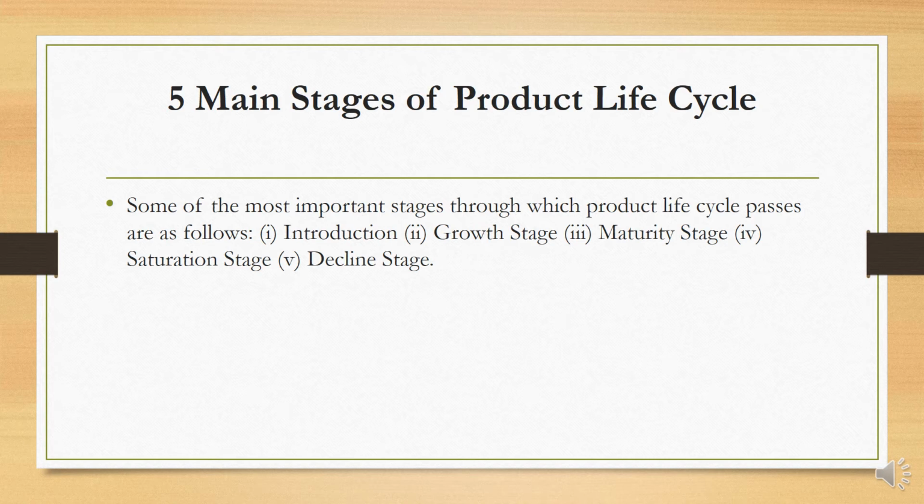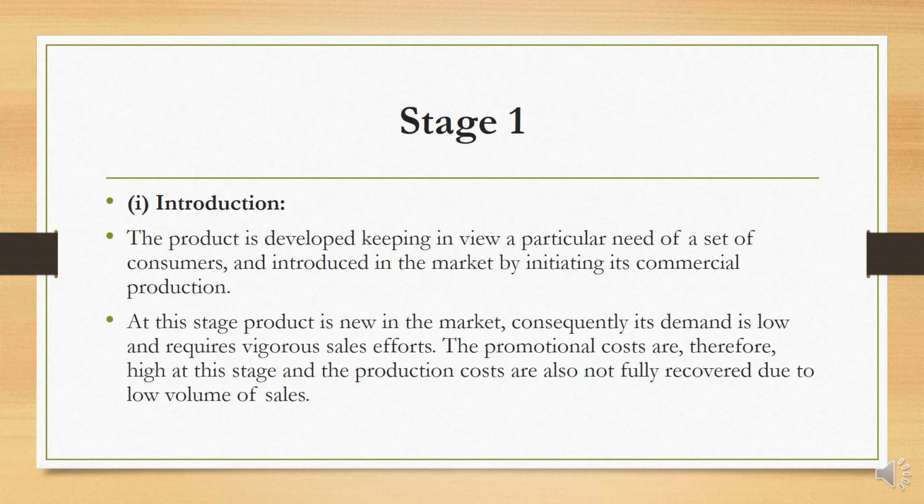Some of the most important stages through which the product life cycle passes are the following. Number 1, introduction. Number 2, growth stage. Number 3, maturity stage. Number 4, saturation stage. And in the end, number 5, decline stage. One by one we discuss all the stages.